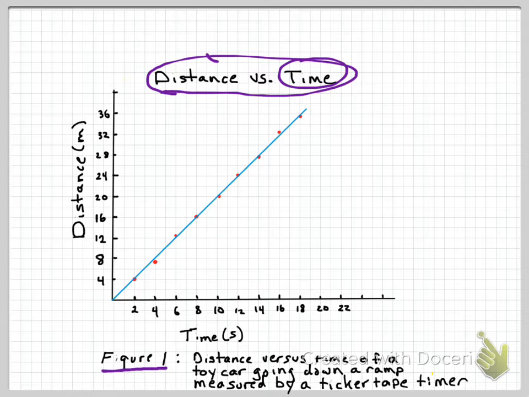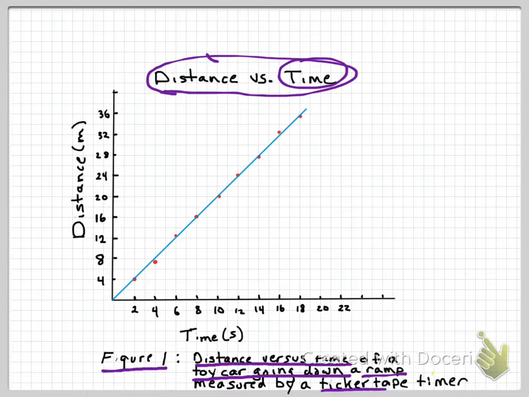Other components you need in the title: first of all, you're going to restate the general relationship, which is distance versus time. Then you want to state generally what's going on in the graph, what's actually moving, or what is being examined. In this case, it's a toy car going down a ramp. And the last thing is, how is this actually measured?